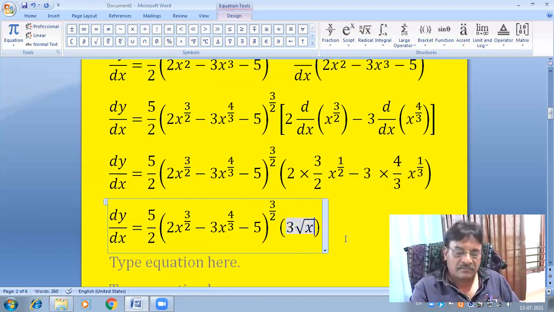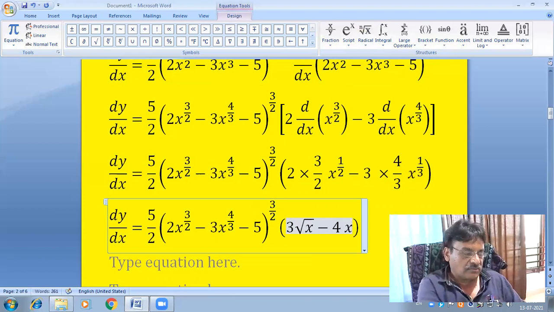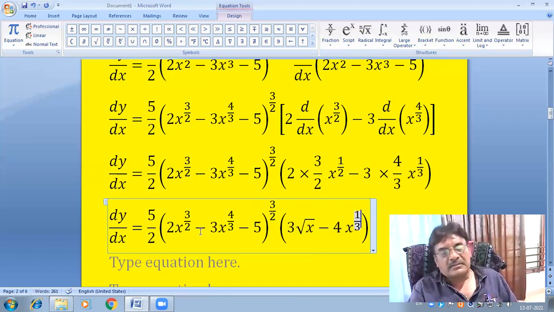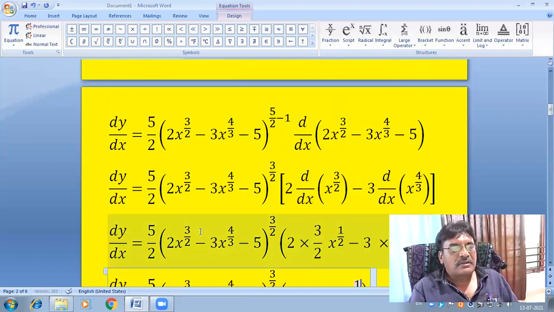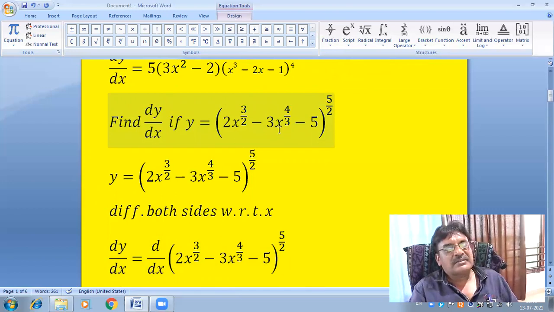Minus sign as it is. 3 gets cancelled, so 4x to the power 1 by 3 as it is. So right here x to the power 1 by 3. And this is the required derivative of the function y is equal to 2x to the power 3 by 2 minus 3x to the power 4 by 3 minus 5x to the power 5 by 2.